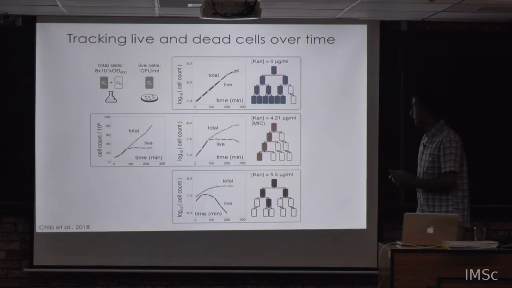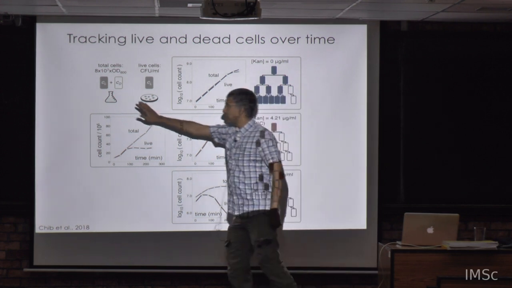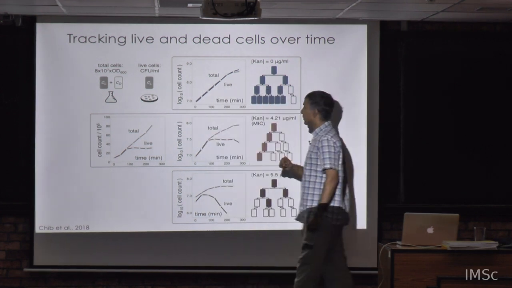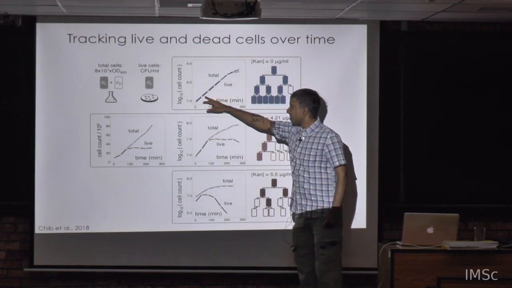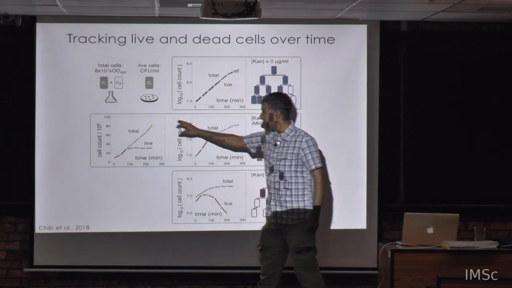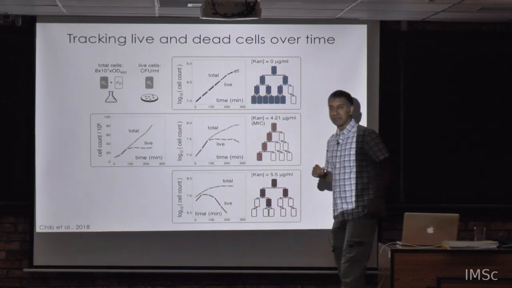So, here is the data. Let us remember what I told you: total cells and living cells. In all these plots, there are two curves. The lighter version of the curve will be total cells, and the darker version of the curve will be the living cells.